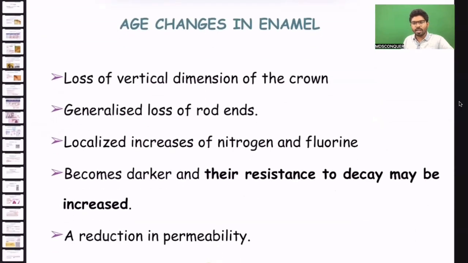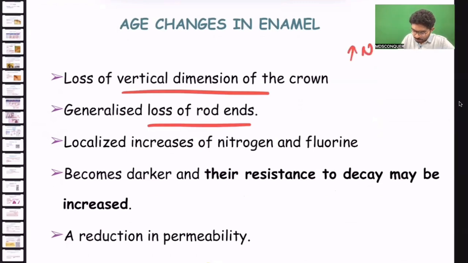Age changes, you are very, very familiar. Enamel is formed only once. So as age increases, there will be loss of vertical dimension. That is because of attrition and everything. So generalized loss of enamel occurs over a period of time, and this leads to a localized increase in nitrogen.